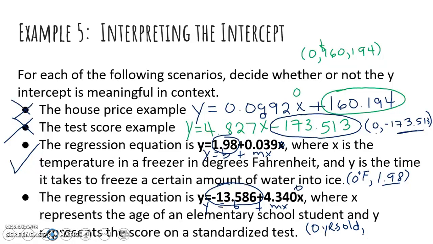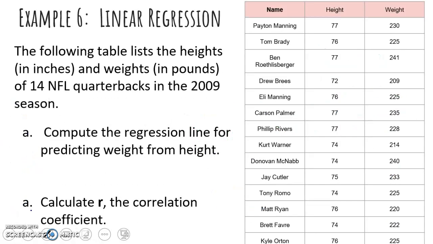And if they're 0 years old, they're making a negative 13.586 on the standardized test. Neither one of those seem to make sense because you can't be 0 years old and go to elementary school. 0 years old would be when you were born. And negative 13.586, that's a negative score on a standardized exam, and I don't think that's going to work either. So again, another problem where the y-intercept has no meaning in context of the problem. It just makes the equation work.